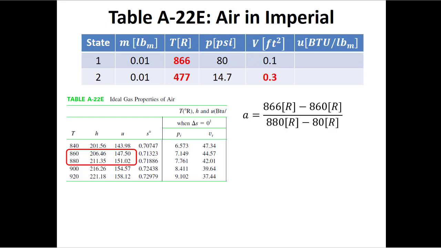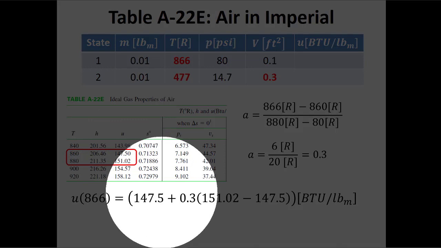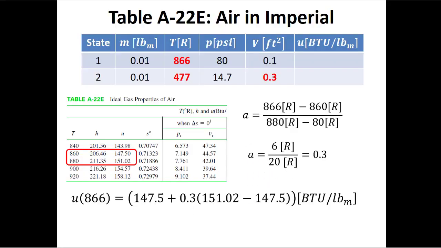So I get my interpolation factor A. This is 866, the temperature I know, minus the temperature bound that I have, and this is going to be 6 over 20, or 0.3. Then I use that interpolation factor in this equation. This is now going to be my minimum value of U plus A times delta U on my table. I work this out and I get that U1 is equal to 148.6 BTU per pound mass. So I put that up on my state table.